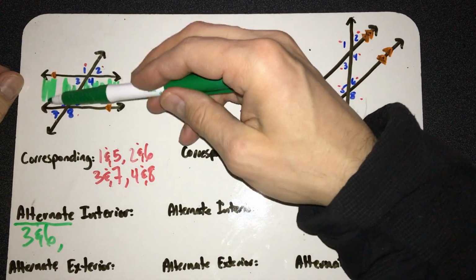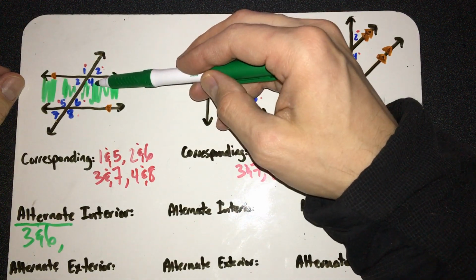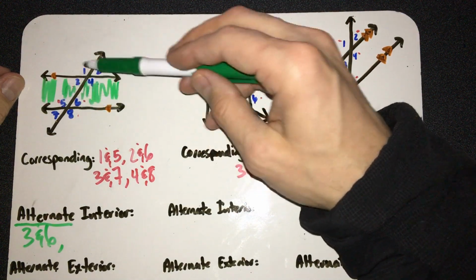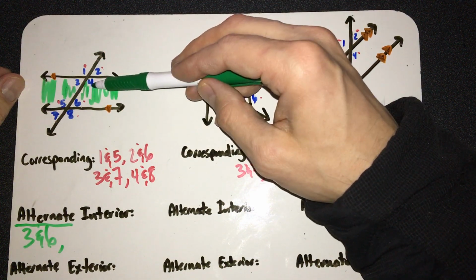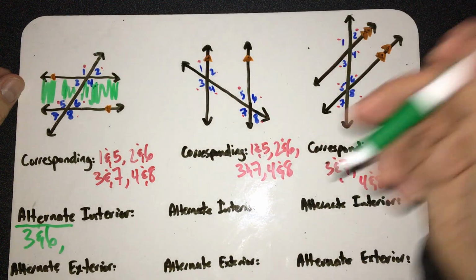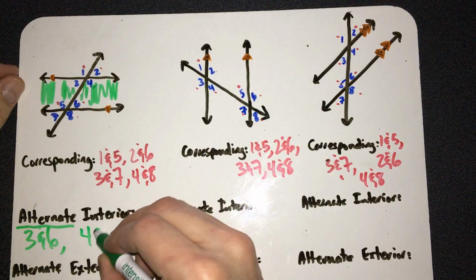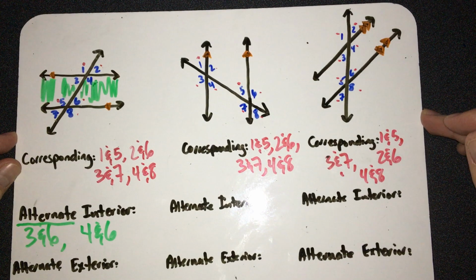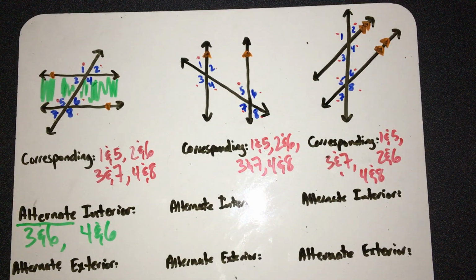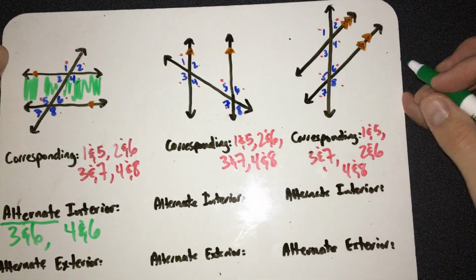They're both in between the parallel lines, but one's on the right-hand side of the transversal, the other's on the left-hand side, right? Your transversal that cuts across right here. This one's on the right, it's obtuse. This one's on the left, it's obtuse. And it should always be like that, right? Whenever you do your alternate interior, and later on when we do alternate exterior, you're looking for two angles that are both acute or both obtuse whenever you match them up.